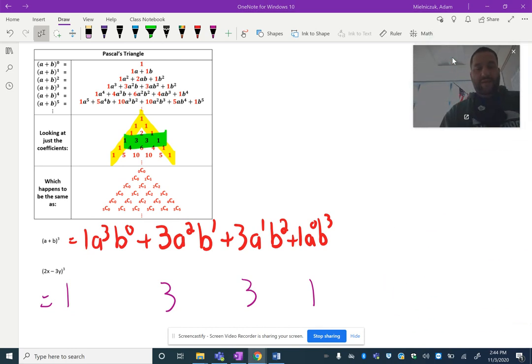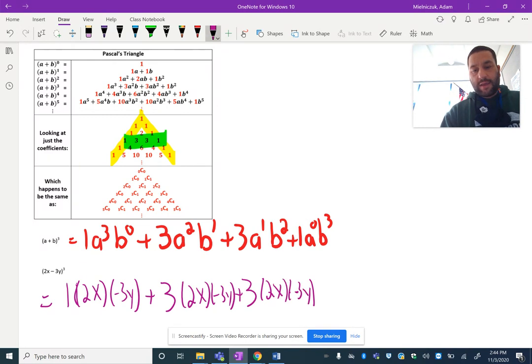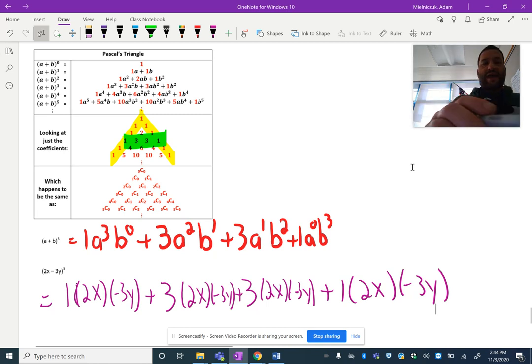Let me move my head out of the way here. Okay, well, what do I put next? I'm going to put 2x, negative 3y, 2x, negative 3y, 2x, negative 3y, and then plus 1 times 2x, negative 3y. So what did I do? I went 1, 3, 3, 1. So I put my coefficients in. Then I took each of these parts, the 2x and the negative 3y, and I put them in parentheses next to each one.